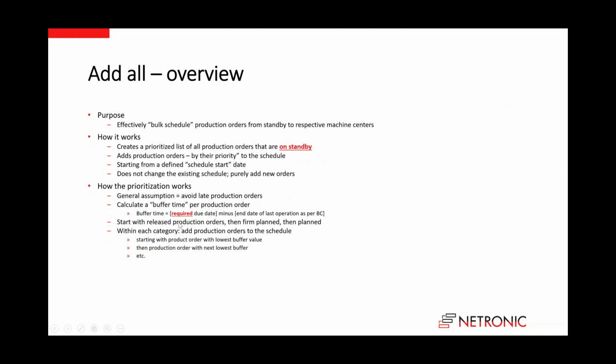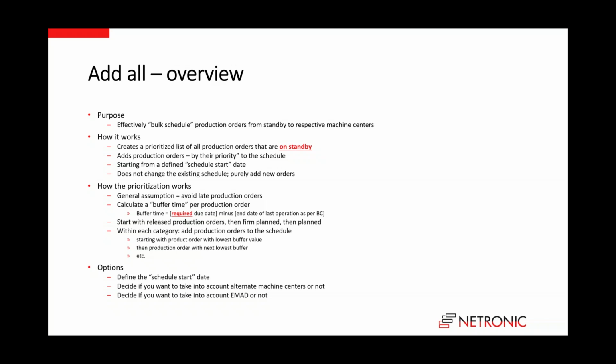And then when we are done with the release production orders, we do the same with the firm planned and then with the planned. So there are a couple of options that you can do. You can define, obviously, the scheduled start date. You can also decide, when you use the add all function, if you want to take into account alternative machine centers or not, because with the VAPS you can set up alternative machine centers. And you can also decide if you want to take into account EMAT, so the earliest material availability date, or not.